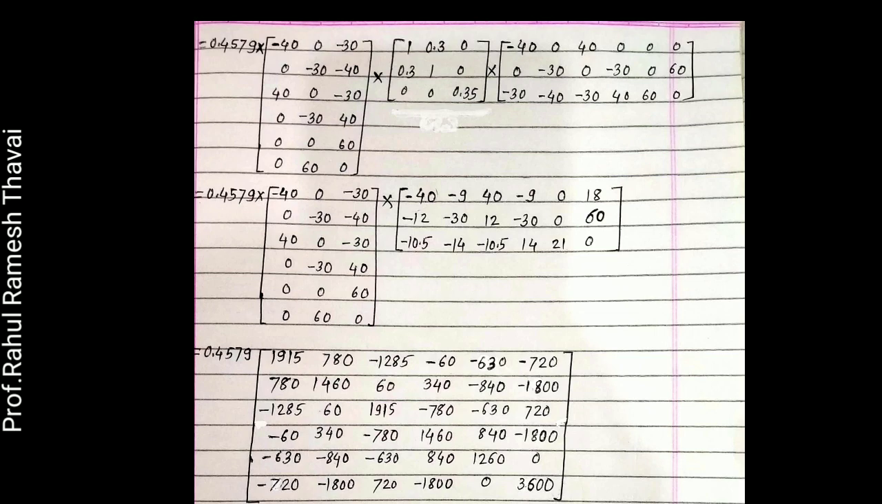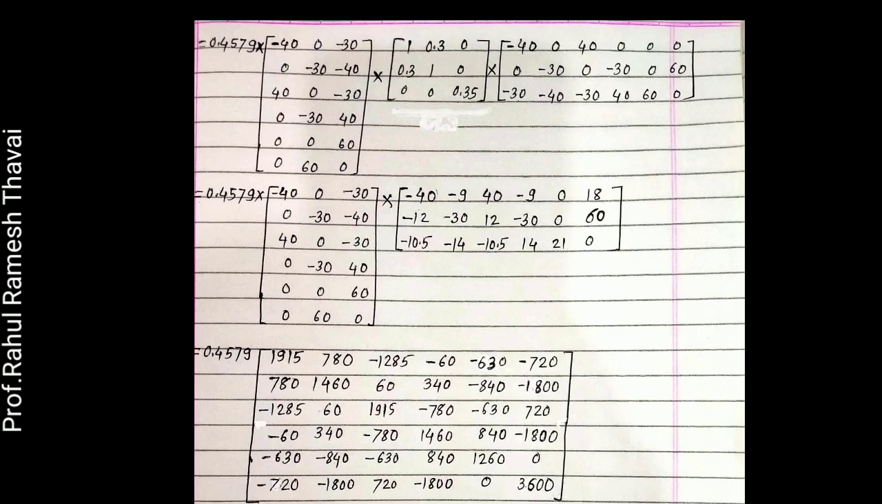Next I will go for first row sixth column. So 1 into 0 plus 0.3 into 60 plus 0 into 0. So I will get that term as 18. Next, I will go for second row multiplied by first column, that is 0.3 into minus 40 plus 1 into 0 plus 0 into minus 30. So I will get that term as minus 12.